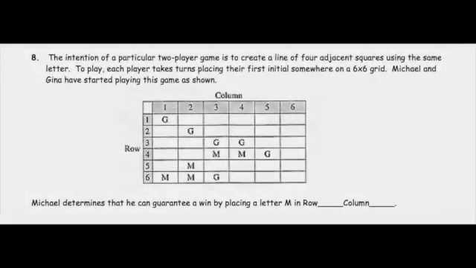The intention of the following particular 2-player game is to create a line of 4 adjacent squares using the same letter. To play, each player takes turns placing their first initial somewhere on a 6x6 grid. Michael and Gina have started playing the game as shown. Michael determines that he can guarantee a win by placing a letter in what position? His letter M, I should say, in what position?